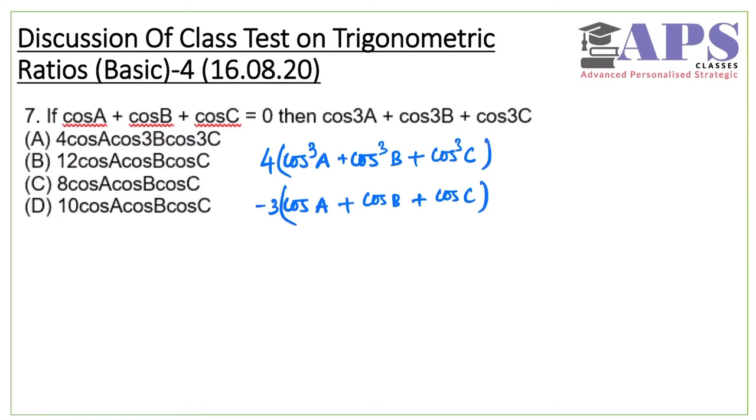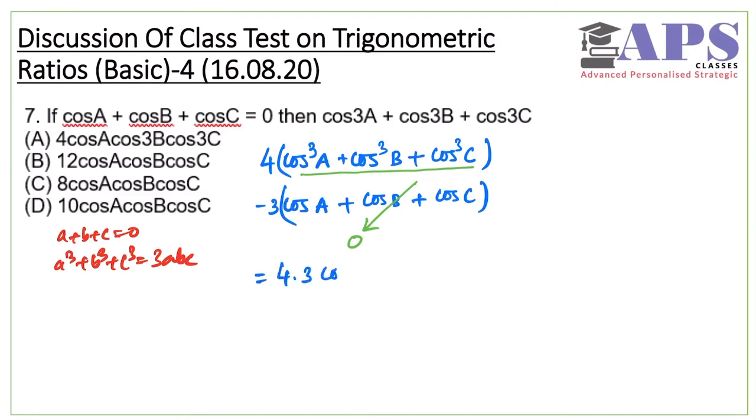Now see, cos A plus cos B plus cos C is 0. That is given here. So this is 0. Only thing is I have to simplify this part. Okay, and we know that there is an identity that if A plus B plus C equal to 0, then A cube plus B cube plus C cube equal to 3ABC. Right, so using that identity, I can say this will be equal to 4 into 3 cos A cos B cos C. That will be 12 cos A cos B cos C.